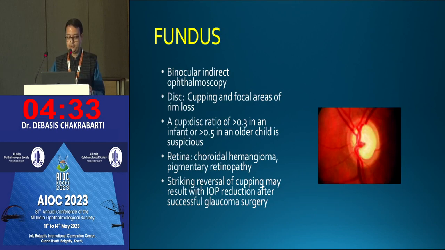Then the fundus has to be evaluated, the child has to be dilated, and we have to assess the general fundus and the optic disc. So we should look at the cupping and focal areas of rim loss. As a gross measurement, a cup to disc ratio of more than 0.3 in a child or more than 0.5 in an older child is suspicious. We should also look at the peripheral retina because choroidal hemangioma can occur in Sturge-Weber syndrome, pigmented retinopathy can occur in rubella. And one important thing to remember is that after successful surgery and reduction of the intraocular pressure, there may be a striking reversal of cupping with IOP reduction.